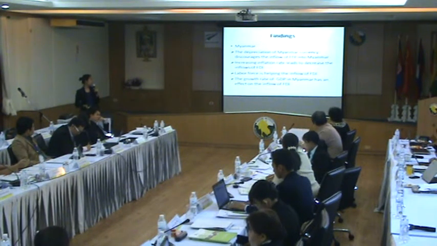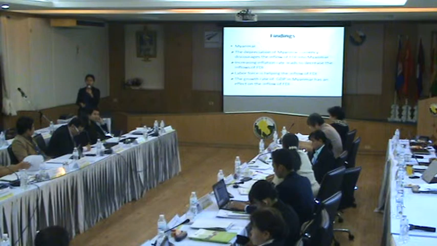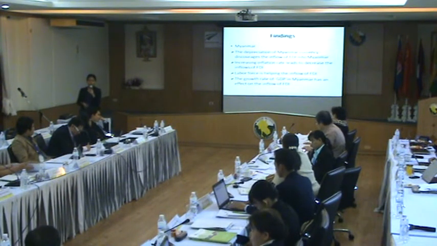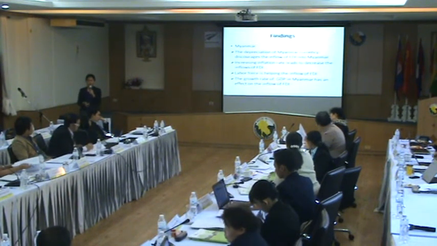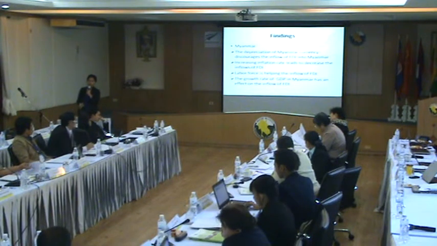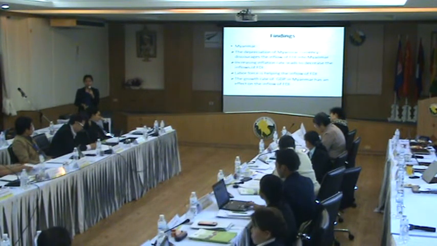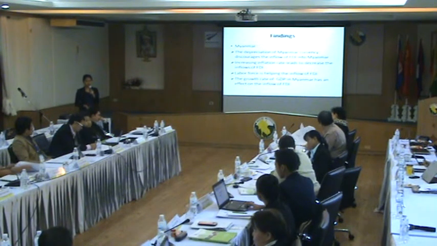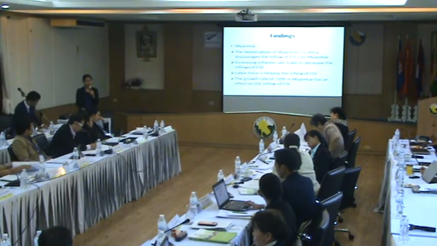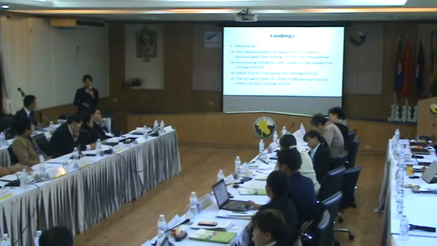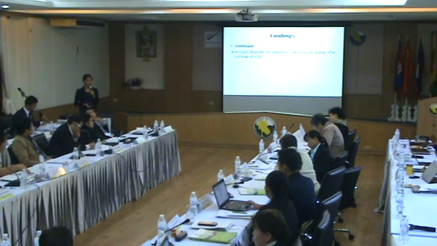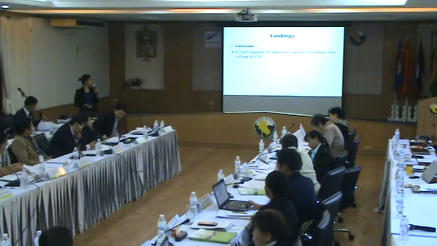After running the linear regression model, these findings come out for Myanmar. The depreciation of Myanmar currency discouraged the inflow of FDI into Myanmar. And an increasing inflation rate leads to a decrease in the inflows of FDI. And labor force is helping the inflow of FDI. And the last one is that the growth rate of GDP in Myanmar has a positive effect on the inflow of FDI. For Vietnam, a high degree of openness would increase the inflow of FDI.